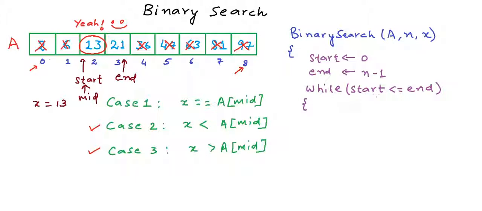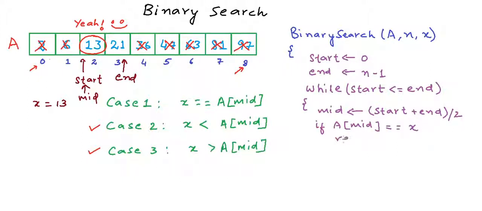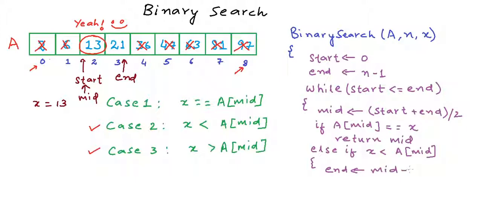So while start is less than or equal to end, we will find out the middle index of the search space as start plus end upon 2. And now we will write three cases. If the middle element is equal to x, then our search is over. We return the index stored in the variable mid and exit from the function. If x is less than the middle element, then we need to discard all the elements having index greater than or equal to mid. So our end of the search space now becomes mid minus 1.